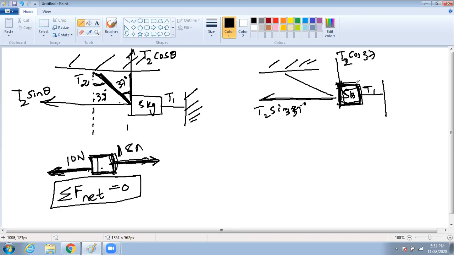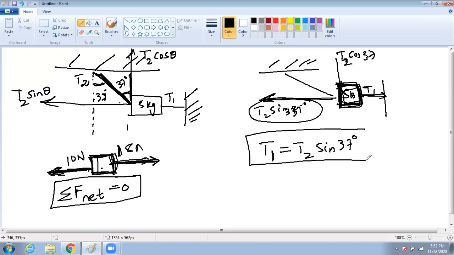Similarly, if this mass is not moving and is stable here, that means this tension force is equal to this one. That means T1 is equal to T2 sine 37 degrees. Clear? Yes or no? Yes, sir.